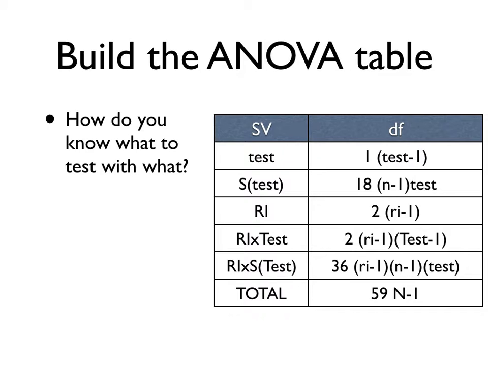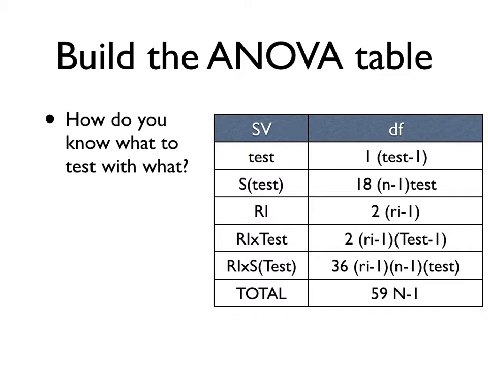And then we talk about the subjects. Subjects are nested within test. You can't talk about subjects by themselves, can you? You can then tell me what group they're in. Subjects within test has 18 degrees of freedom. N minus 1, where little n is 10. There's 10 per group, minus 1 is 9, times 2 levels of test.